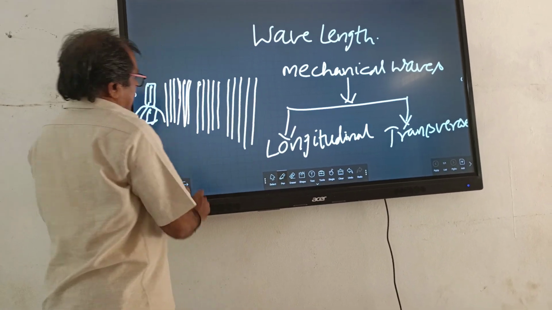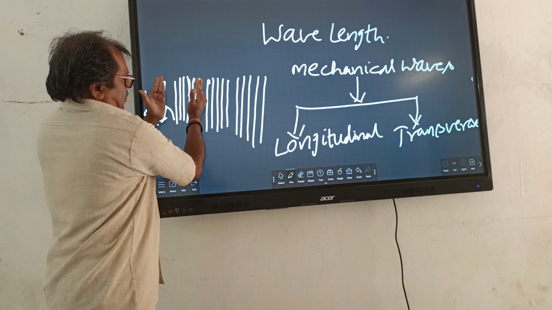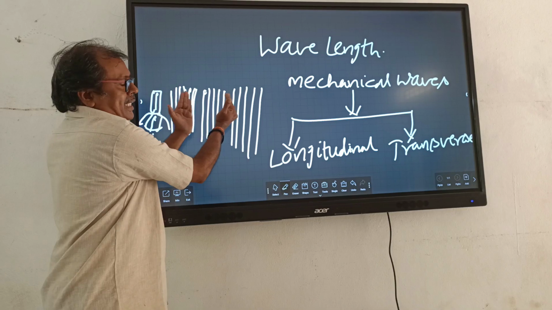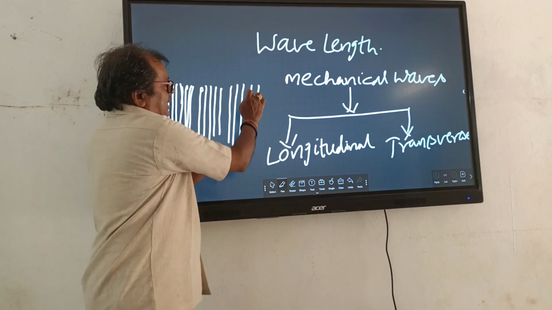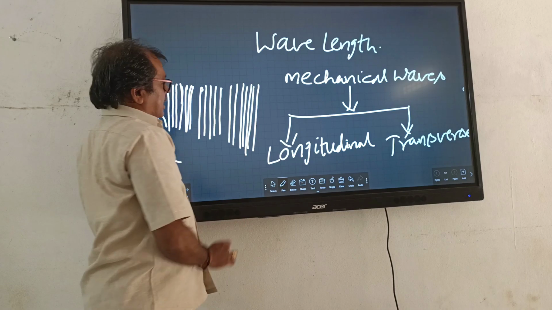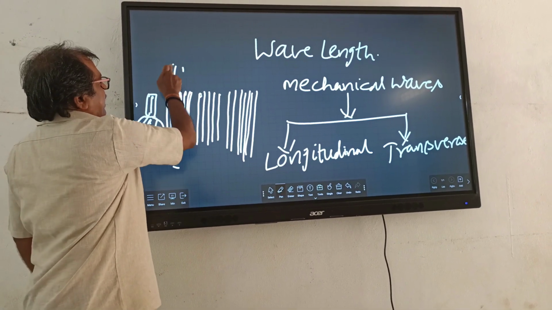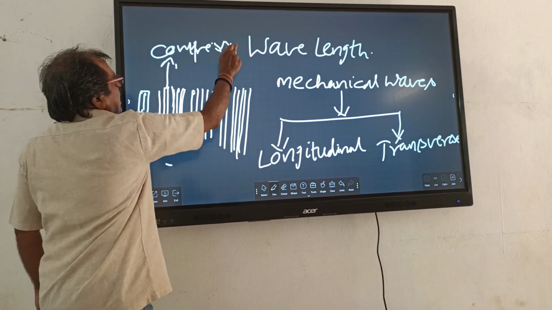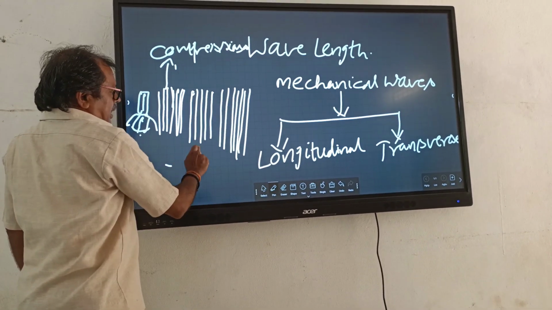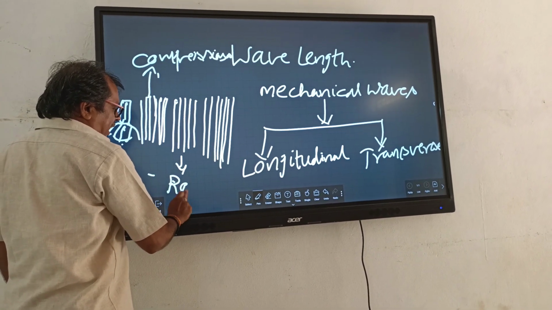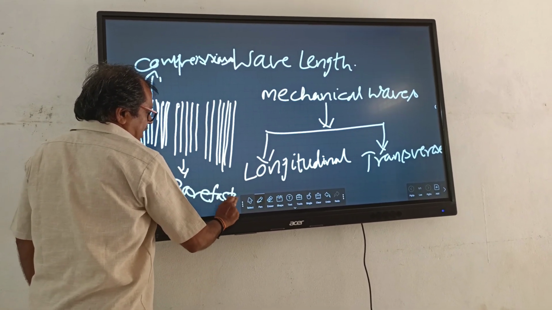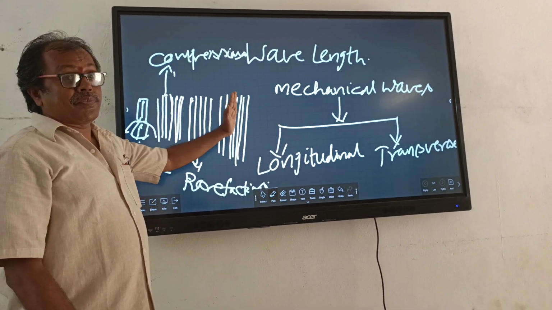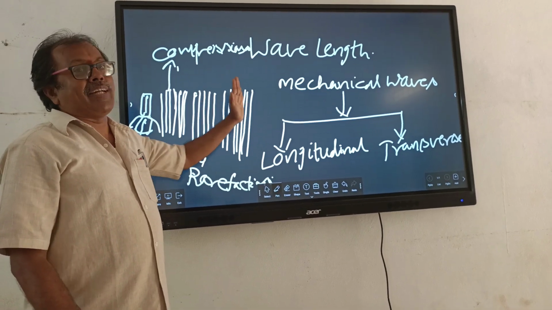Here, there are some points where the particles come close to each other. Some points are there where particles move away from each other. The points where these particles come close to each other are called compressions. What are these points called? Compressions. Here these points are called rarefactions. What are these points called? Rarefactions. These compressions and rarefactions take place at equal intervals of length.